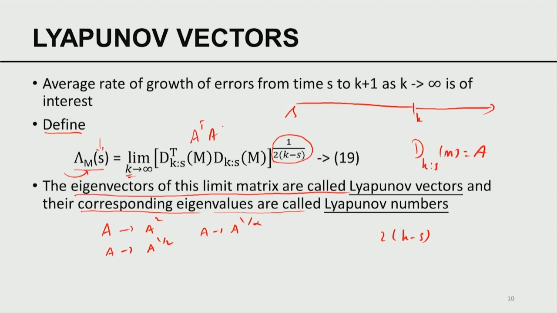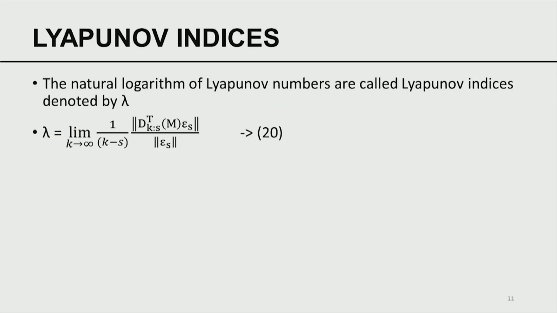That limit matrix has eigenvalues and eigenvectors. The eigenvectors are called Lyapunov vectors. Eigenvalues are called Lyapunov numbers. Lyapunov is the famous Russian mathematician who propounded the theory of stability in the early decades of the 20th century, and so in his honor they are called Lyapunov vectors, Lyapunov numbers. The natural logarithm of the Lyapunov numbers are called Lyapunov indices.